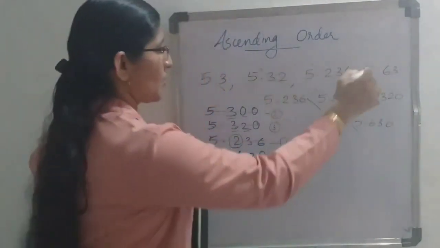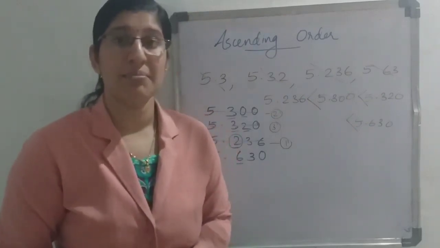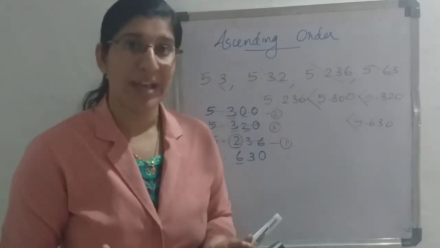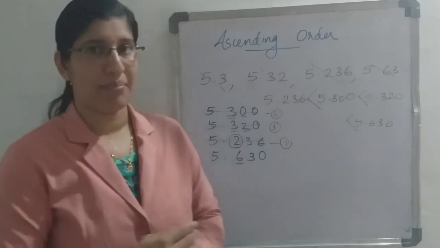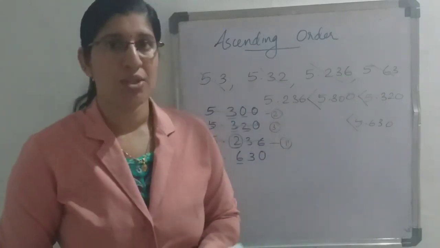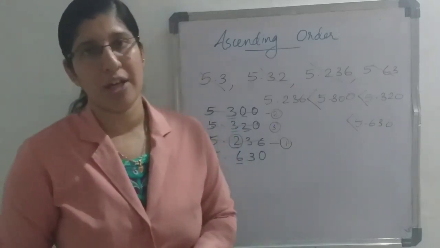Then the last one, 5.630. So whenever you are getting decimal numbers for comparing, first you have to make them like decimals, then write them in vertical order and compare. Otherwise there will be confusion by seeing all the numbers looking very similar. Just by doing it like this, there will not be any confusion.